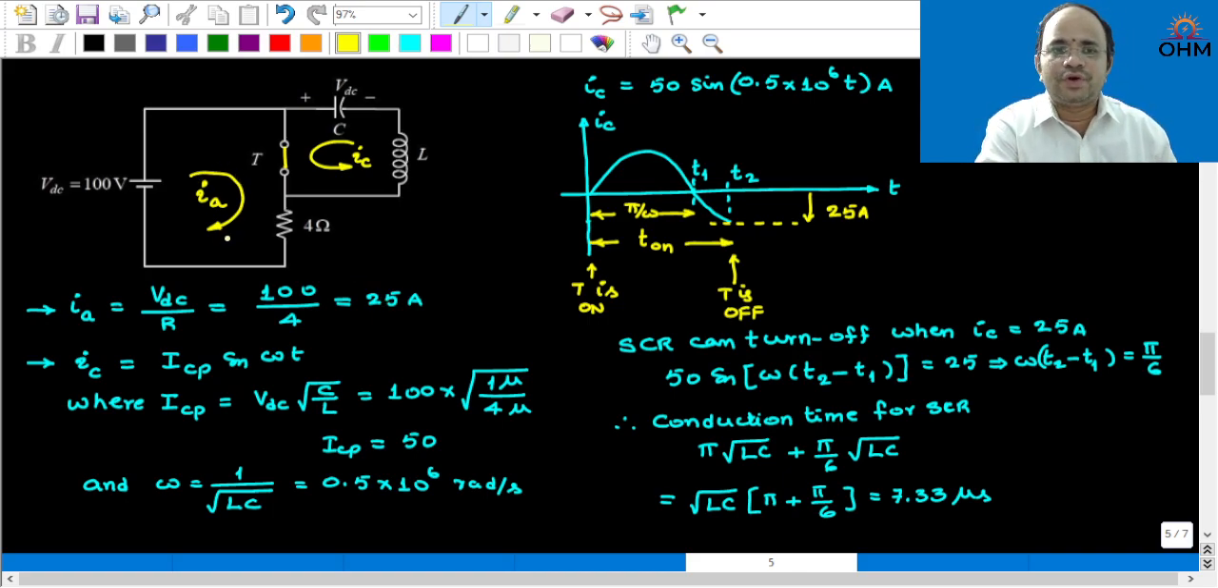Whenever the SCR is turned on, a component of 25 ampere will flow. When this SCR is turned on, because of the LC circuit, a resonant circuit will be formed that will have a sinusoidal component. Whenever that sinusoidal component is equal and opposite to the 25 ampere, at that time the SCR will get turned off. So it is triggered at T is equal to 0. From that instant until T2, the SCR will be in conduction period. So that is the solution.